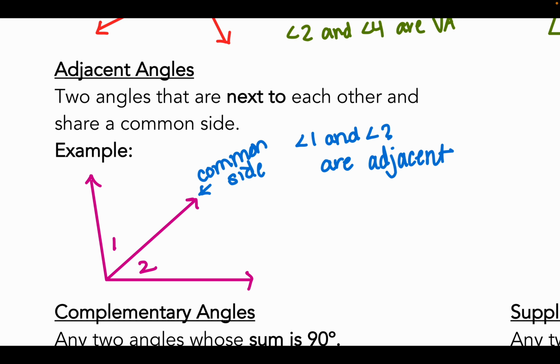Adjacent angles. Adjacent angles are two angles that are next to each other and share a common side. So here's one example of adjacent angles. Here is that shared side of the angle. They have to be touching. So angles 1 and 2 are adjacent.